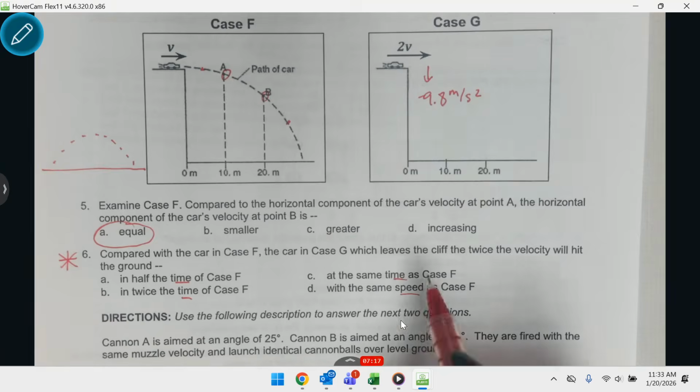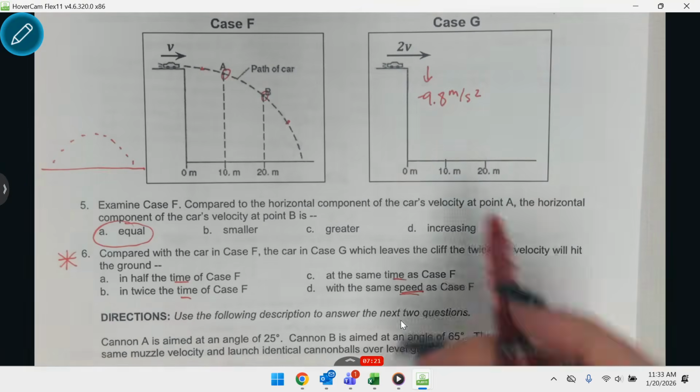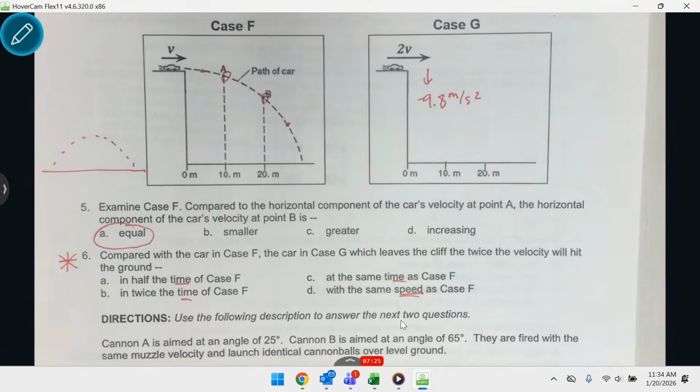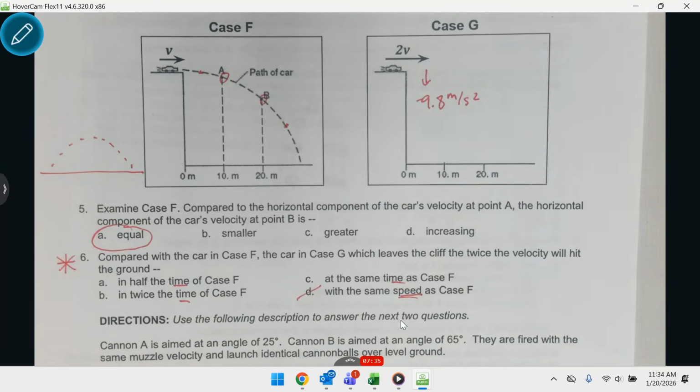That doesn't mean that the speed is the same at the bottom. In fact, it's not, because this one has a horizontal velocity that is greater. So although the vertical velocities will be the same when they hit, the horizontal velocities will not, giving this one a greater overall speed. So we can cross off the speed one.